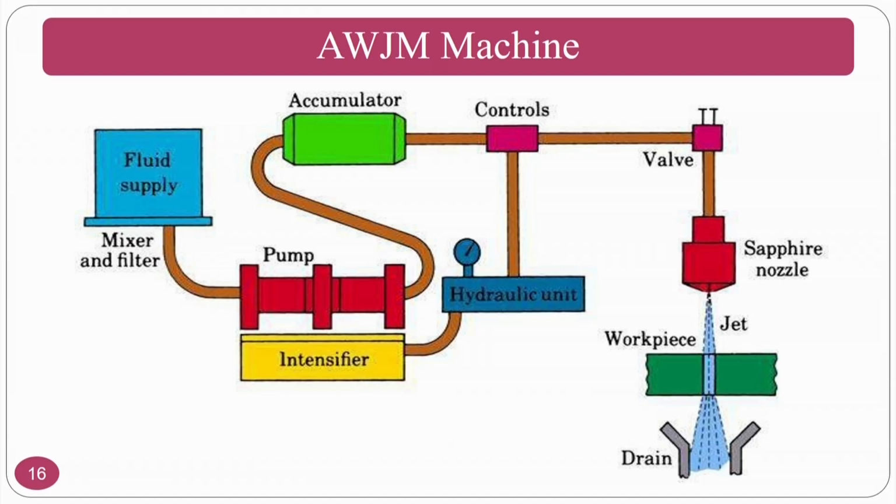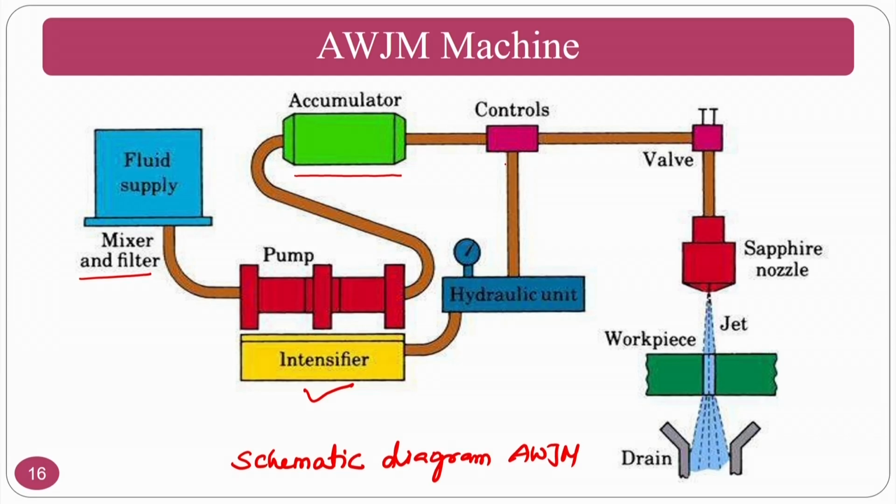This is a schematic diagram of abrasive water jet machining. You have a fluid supply, that is, water coming from this particular tank, and at the same time a mixture and filter will be there. Then the most important part here is the intensifier. The intensifier increases the velocity of the water which is coming, and the accumulator will accumulate it and at the same time control it and send it through the valve. Whatever pressure you want, you can control by the valve and get the water.